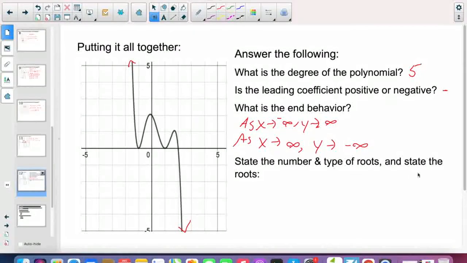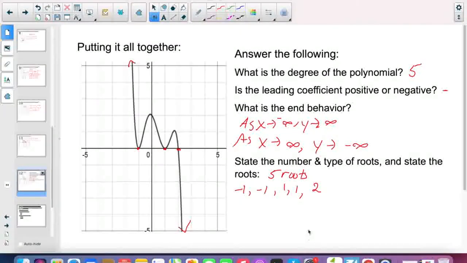State the number and types of roots and state the roots that you can find. Okay, well, if it's a 5-degree polynomial, it should have 5 roots. So let's talk about which ones are real. Well, it crosses the x-axis here, and since that minimum is actually on the x-axis, that tells me that's a double root. So I have 2 roots at -1. I also have a double root at 1, and I also have a root at 2.